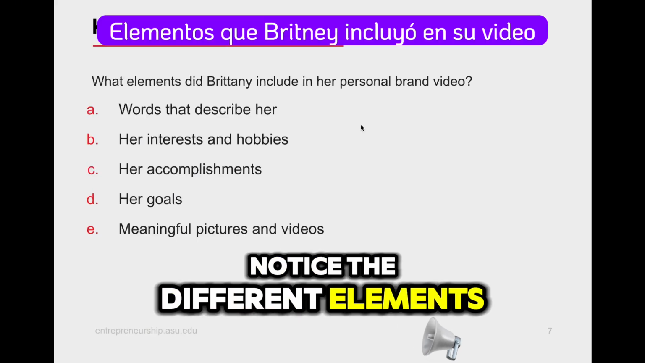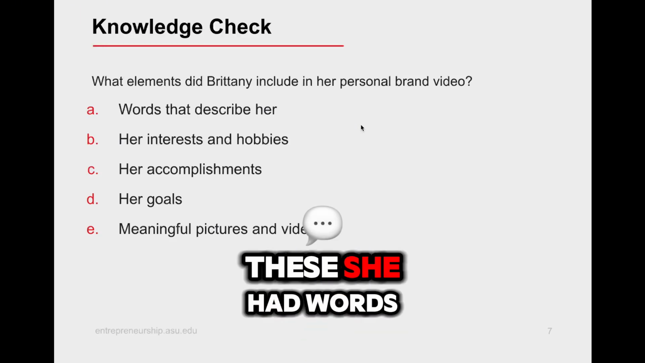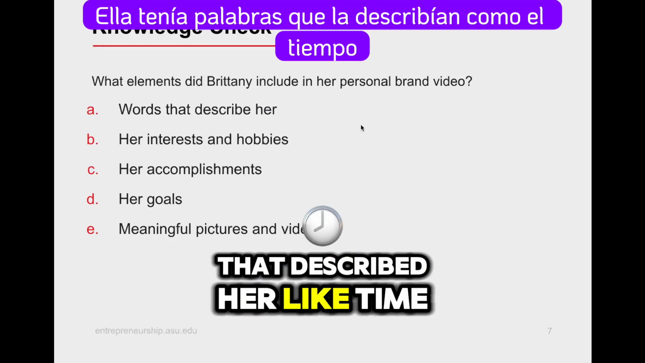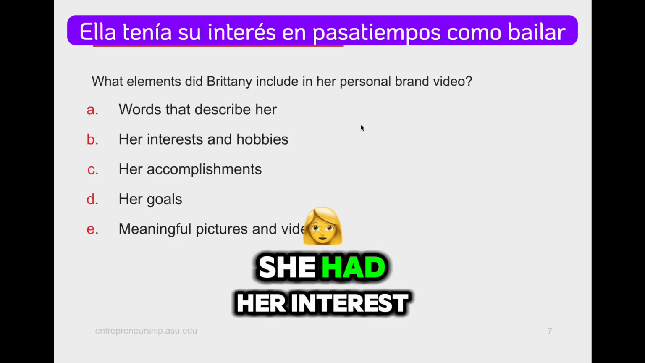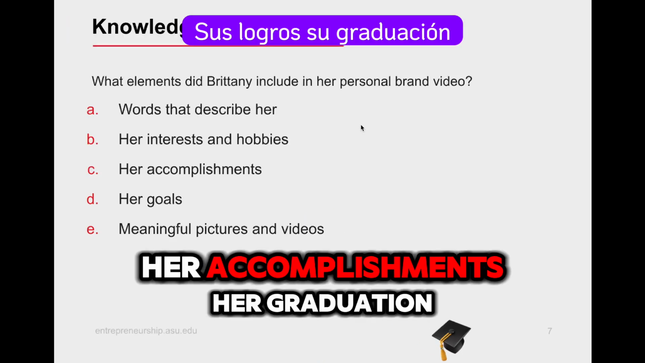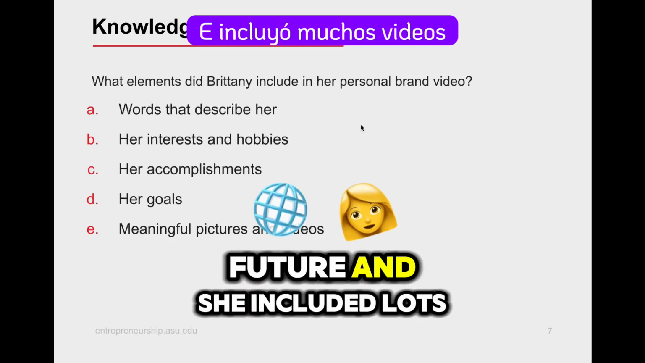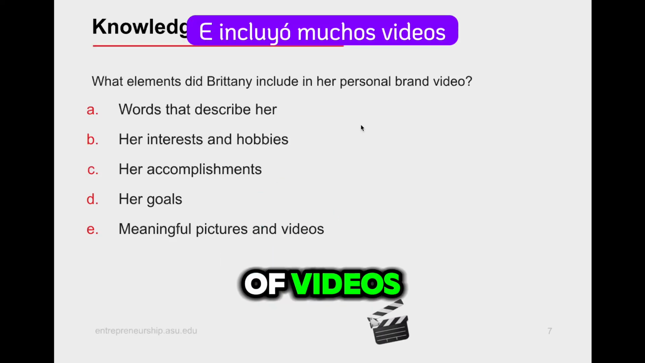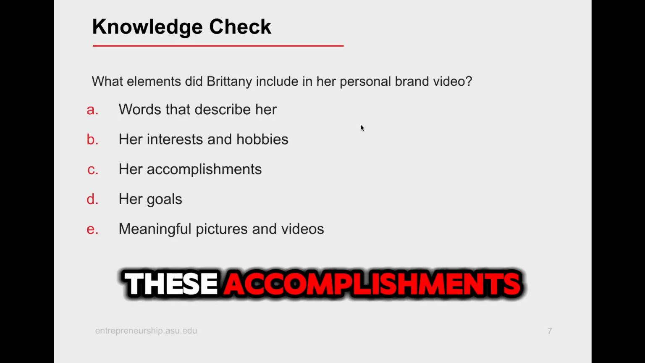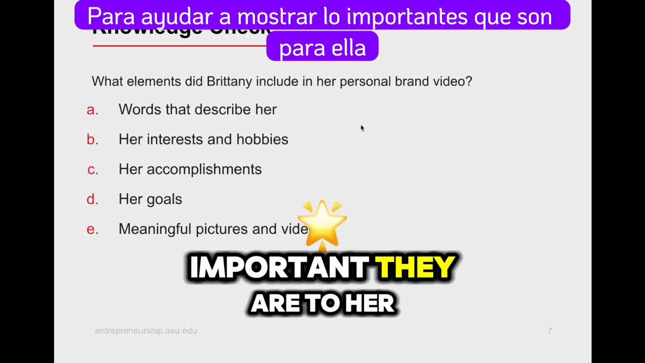Notice the different elements that Brittany included in her video. She had all of these. She had words that described her, like time. She had her interests and hobbies, like dancing, her accomplishments, her graduation, her goals in the future. And she included lots of videos and pictures of all of these accomplishments and hobbies as well to help showcase how important they are to her.